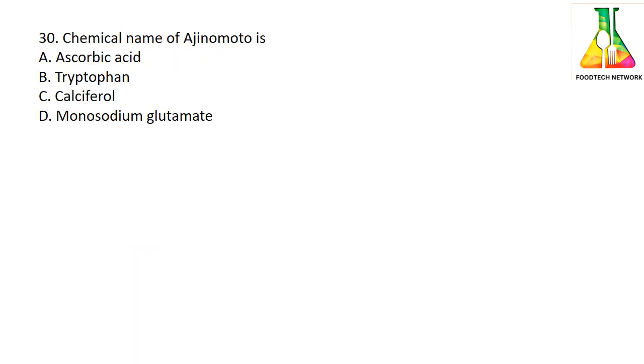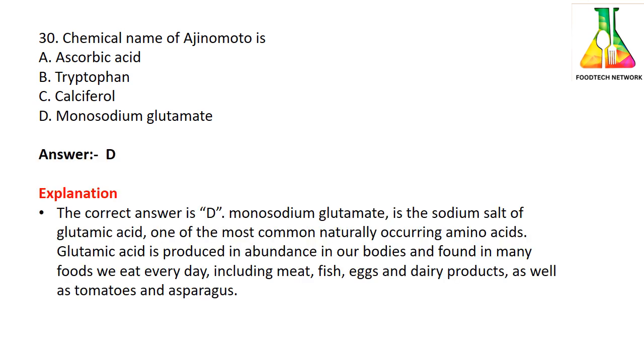Question number 13. Chemical name of Ajinomoto is option A ascorbic acid, option B tryptophan, option C calciferol, and option D monosodium glutamate. So D, that is monosodium glutamate. Basically, monosodium glutamate is the sodium salt of glutamic acid, one of the most common naturally occurring amino acids. Glutamic acid is produced in abundance in our body and found in many foods we eat every day, including meat, fish, eggs, dairy products, as well as tomatoes and asparagus.